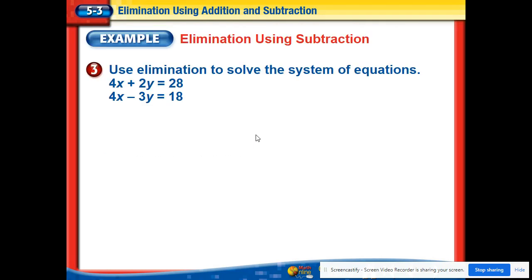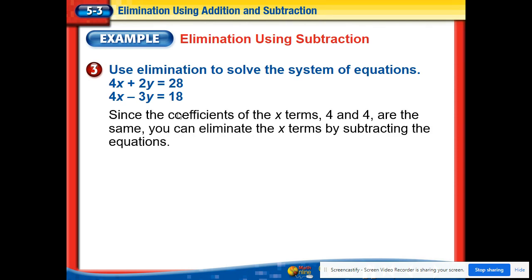Let's try another one. All right, solve using elimination. Now we can eliminate the x's or we can eliminate the y's. Now with the x's, they're pretty close. This is 4x and this is 4x. But if I add them down, I'm going to get 8x. They're not going to eliminate. Remember, I have to have them be opposite. So how do I make sure that they're opposite?